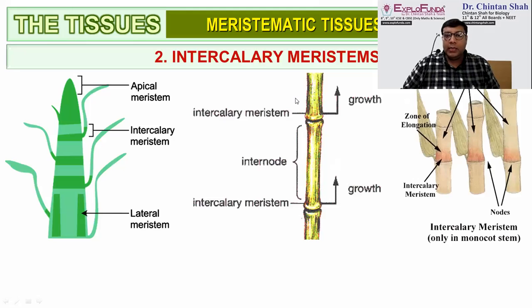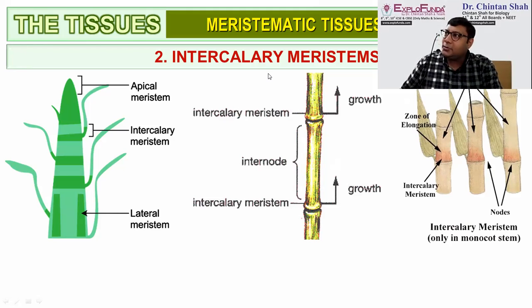Now, another one is intercalary meristematic tissue. I already told you that it is present in between the two nodes. So that is the internode. Inter means what? In between. And it is present in between the two nodes. That's why it is known as intercalary meristematic tissue. Another reason why it is given such a name is that it is also fixed in between the permanent tissue. So in between the permanent tissue also it is present.